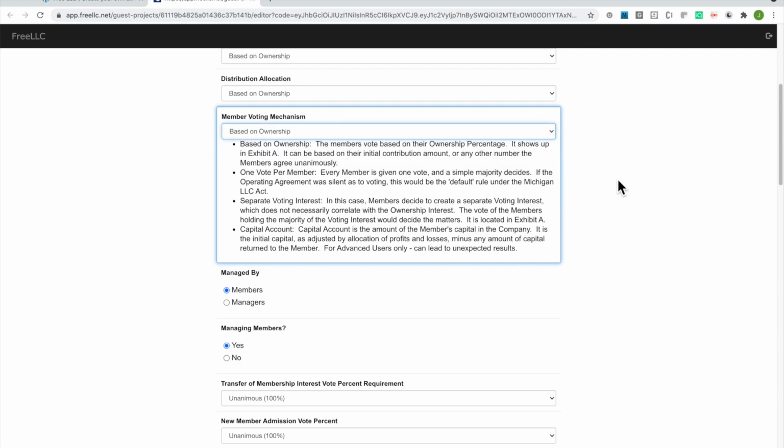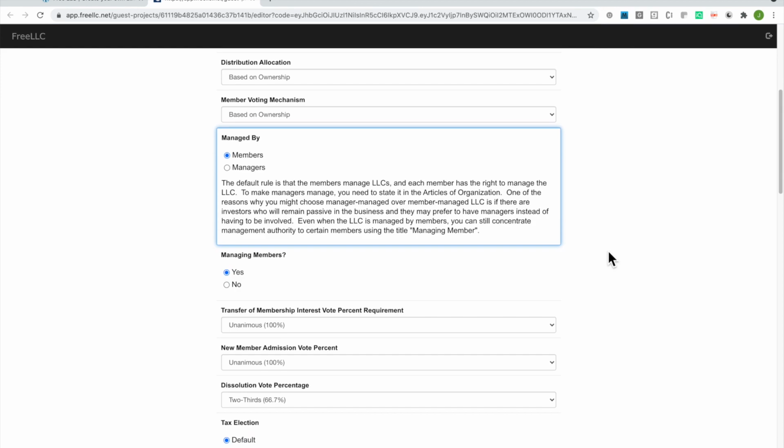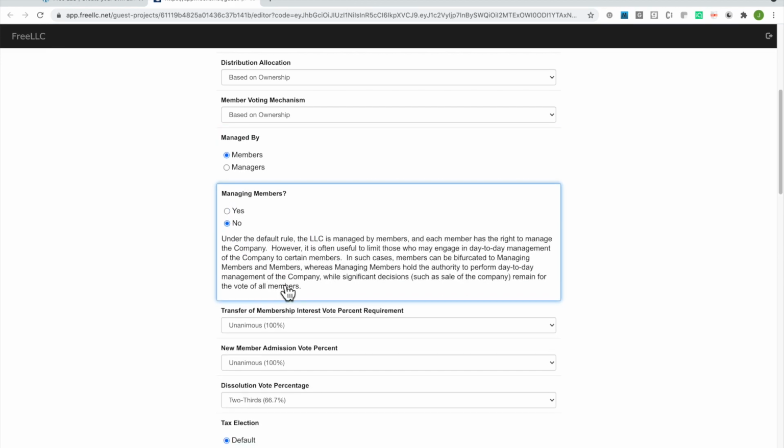Now the application asks you about the members versus managers. I've discussed members versus managers in a previous video, video number 2 on the website. So I won't go into detail, but essentially it gives you 3 options. So first, you can have every member have management powers. In that case, you would say no to the second question.